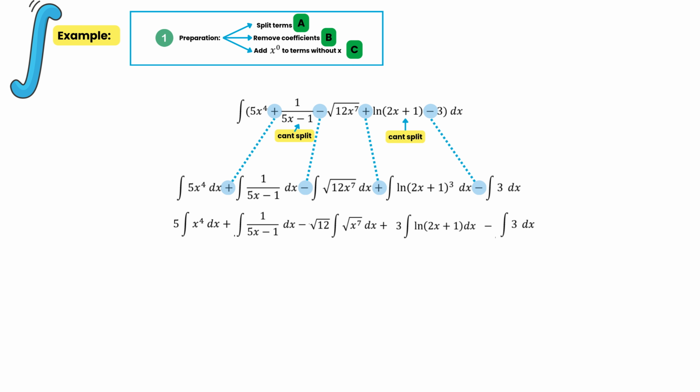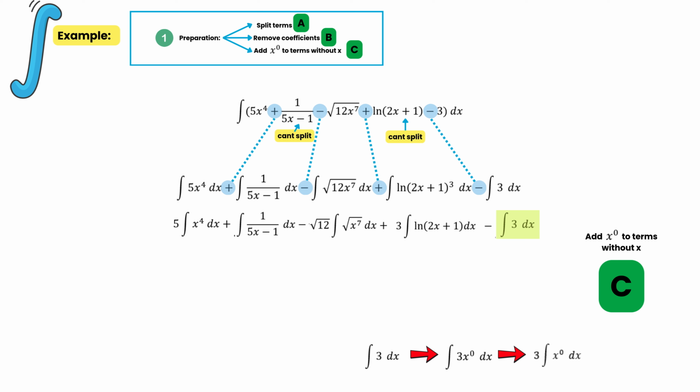Step C, preparation. Add x to the power of 0 to any term that doesn't have a variable, so in this case, the last term. We add x to the power 0 there, and then we can remove the 3 and place it in front of the integral, because the 3 is a coefficient. And with that, our preparation is complete.